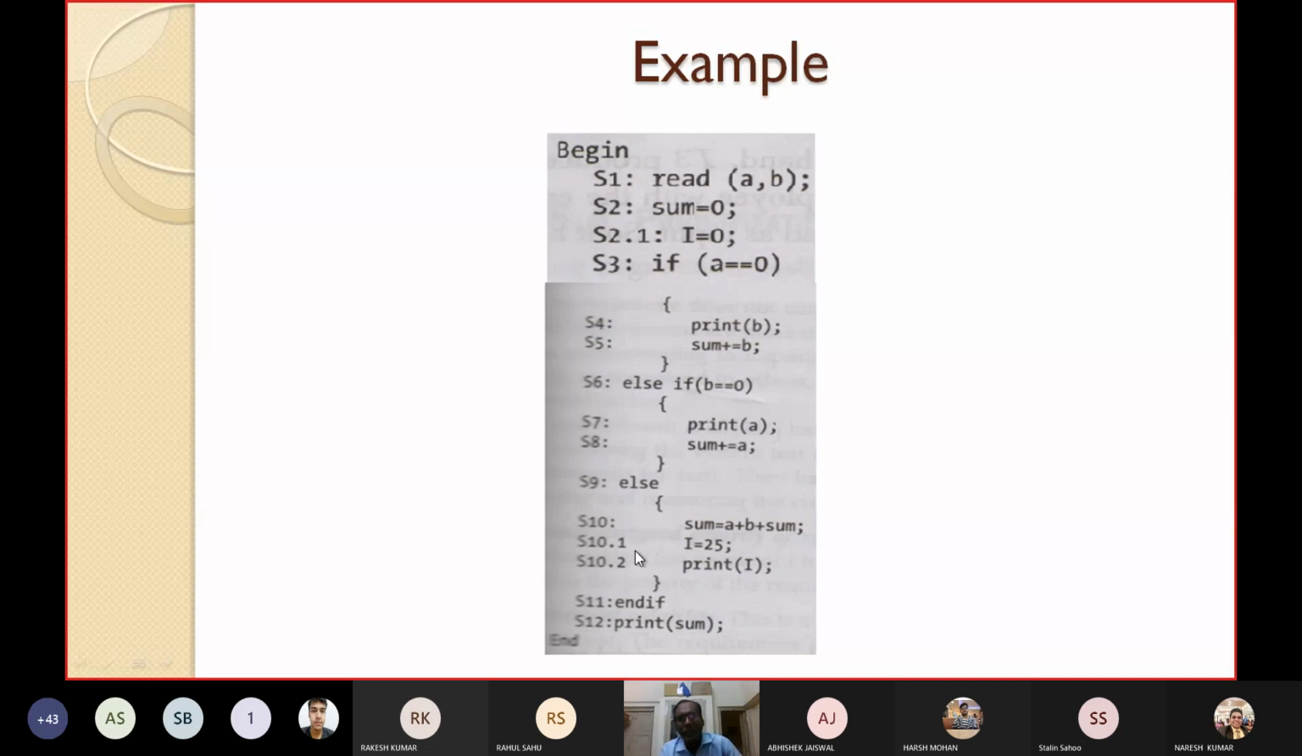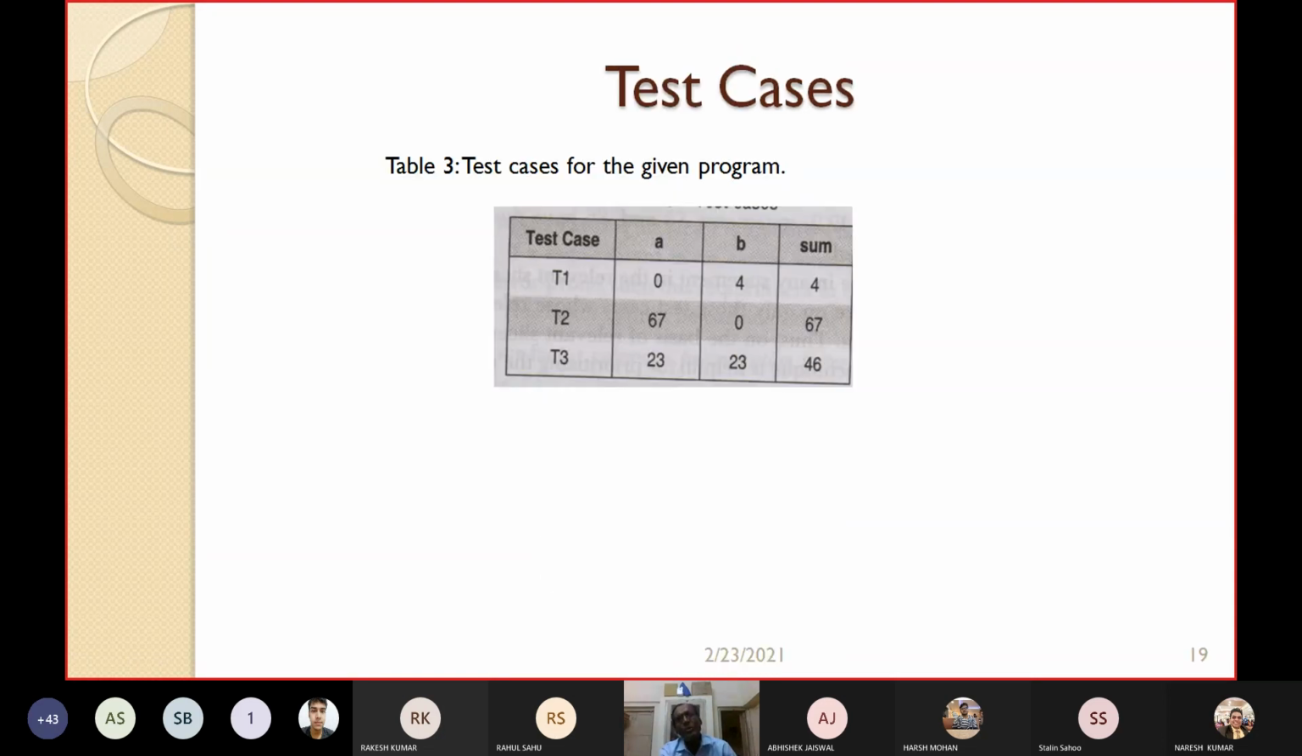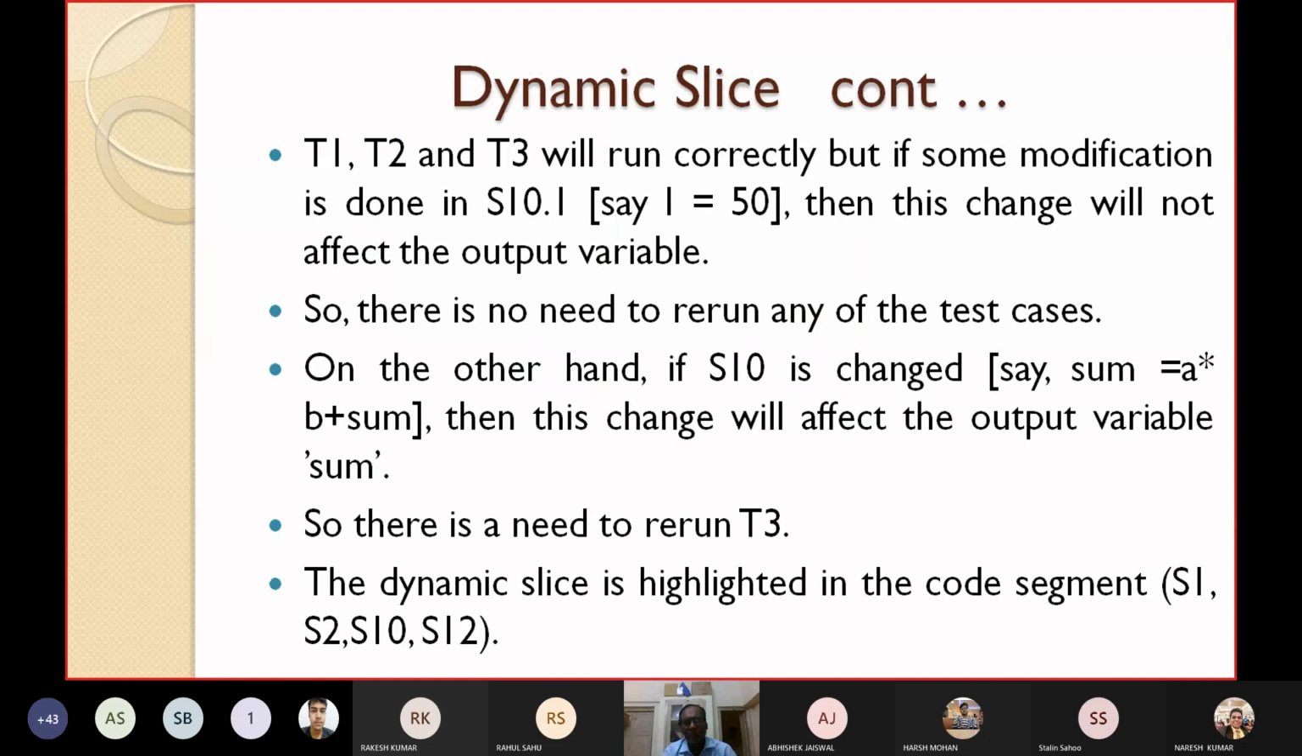So if you make any change in 10.1, that means if I take the I value 50 in place of 25, no other statement will be affected. Which one will be affected? Only 10.2. That means the printed value will be different. But if you are interested in finding the value of sum, those statements will not be affected, and hence I do not require to rerun the test cases T1, T2, T3 that I have shown here, because in this case I am interested in the sum, not in the value of I. So none of the test cases have to be rerun. Okay.